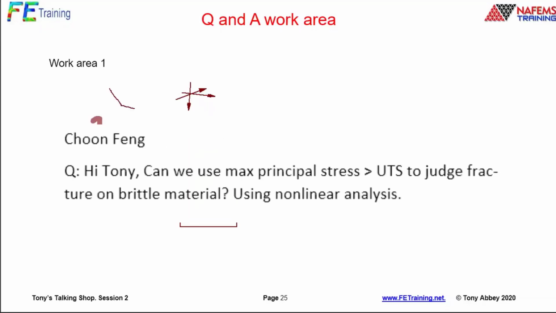Tune says, hi Tony, can we use maximum principal stress bigger than UTS to judge fracture or brittle material using a nonlinear analysis? Yes. If we're extending it now to nonlinear analysis, I'd really been talking about linear analysis. There's a whole batch of things that we're looking for in nonlinear analysis over and above this. Checking maximum principal stress to see the directional flow of material, seeing if that's above yield, and then as soon as we get to yield, we're essentially straight into ultimate. That would be a good idea for nonlinear analysis.